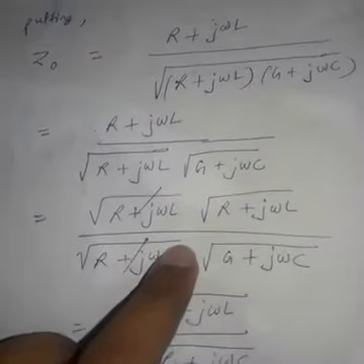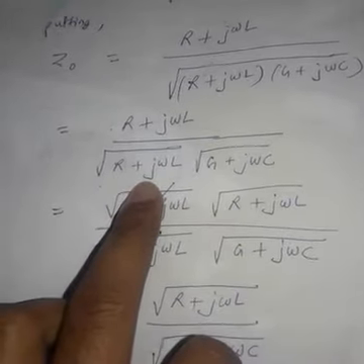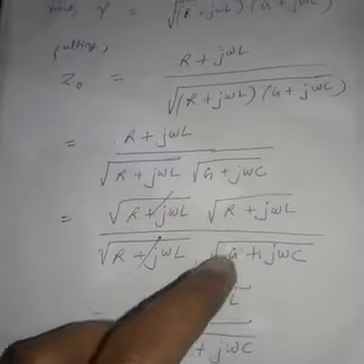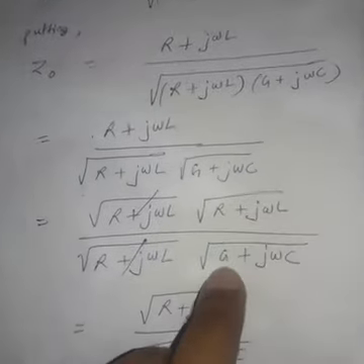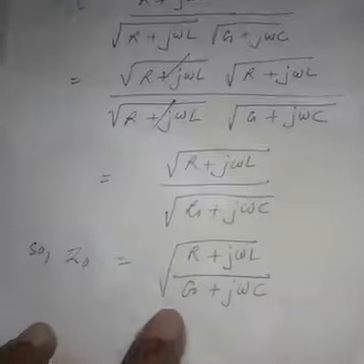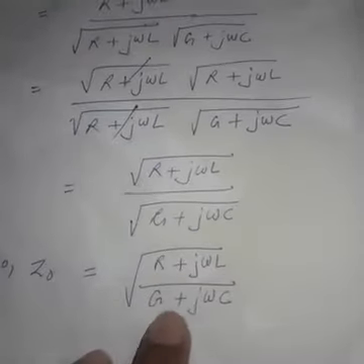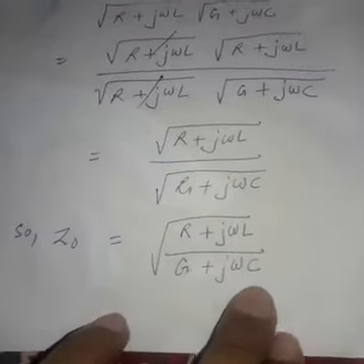So in this format, in the numerator you have R plus j omega L, and in the denominator you have root over of R plus j omega L. So these two cancel out. How much remains? Root over of R plus j omega L by root over of G plus j omega C. This can be written as the entire whole root over of R plus j omega L by G plus j omega C. So in this way you derive the formula of Z0 is equal to root over of R plus j omega L by G plus j omega C.